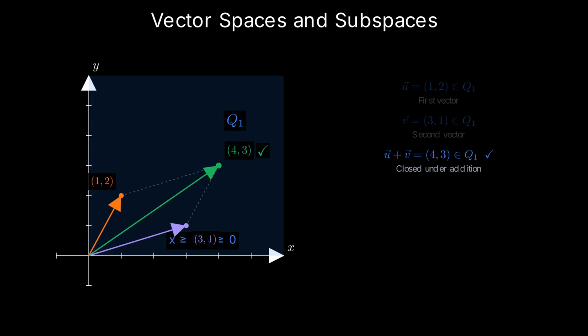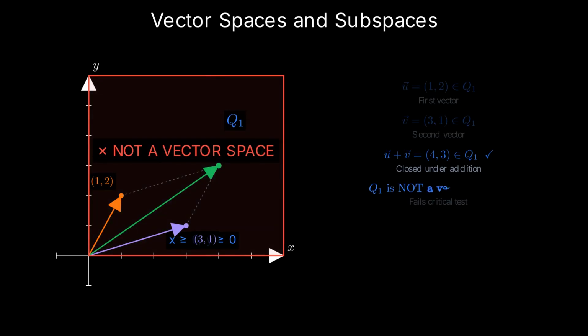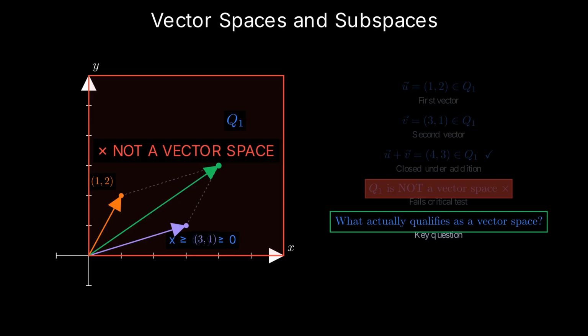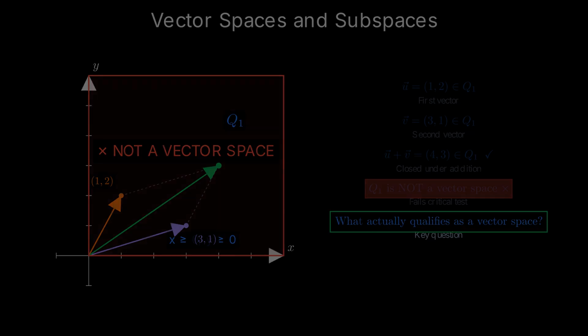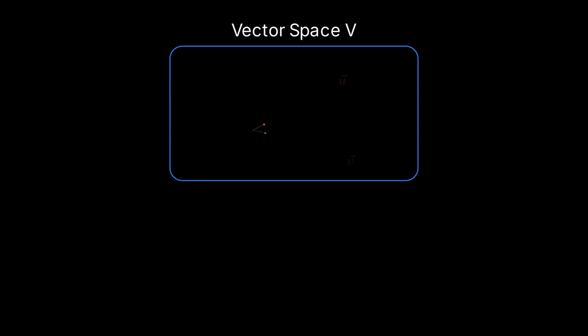So it looks like a perfectly valid vector space, but it's not. It fails one critical test. By the end of this video, you'll know exactly why, and you'll be able to identify every subspace of R2 and R3. Here's what makes something a vector space.